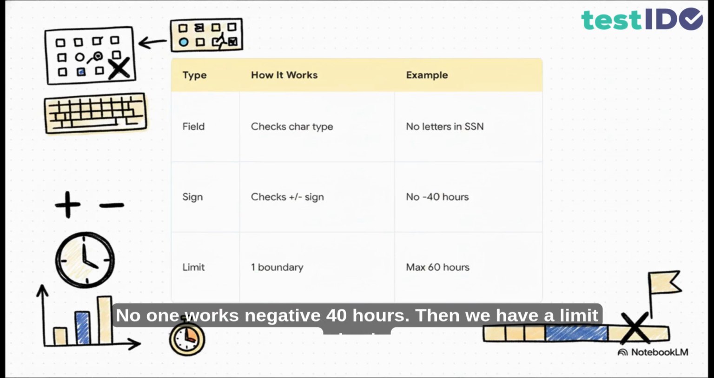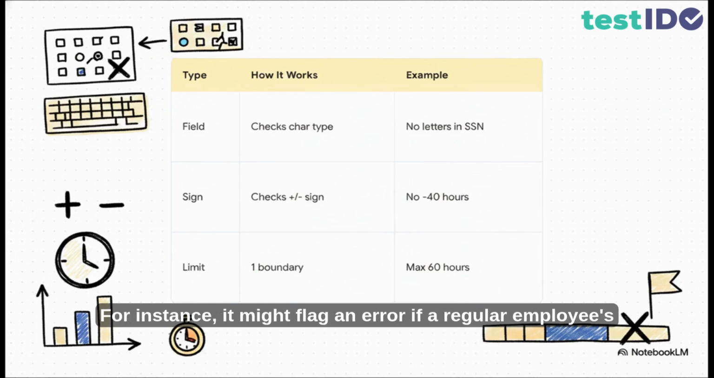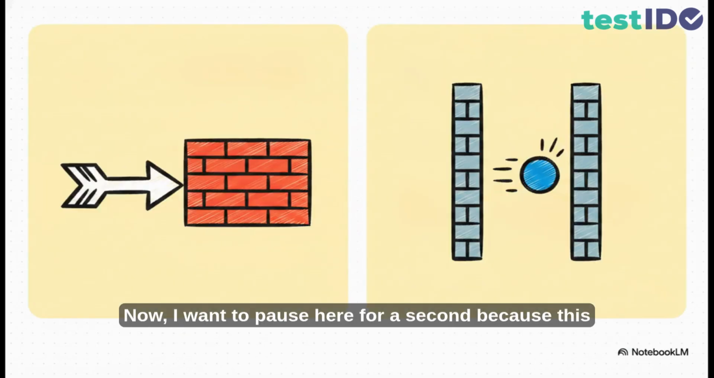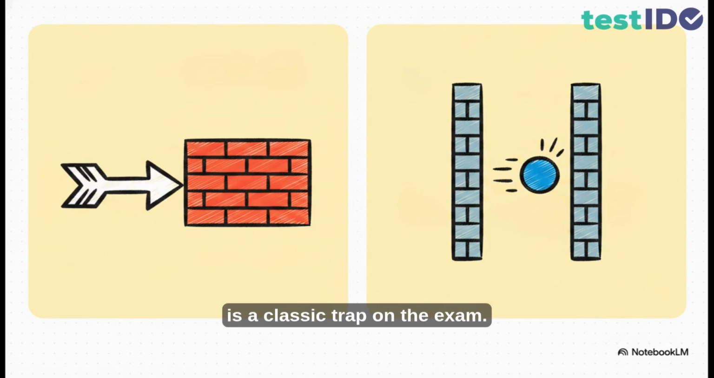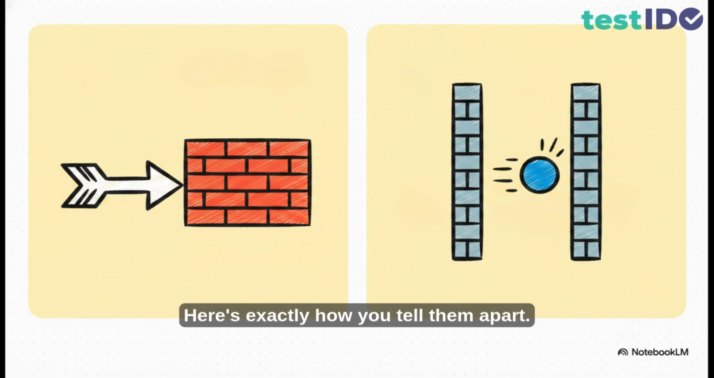Then we have a limit check. This tests numerical fields against a single preset upper or lower limit. For instance, it might flag an error if a regular employee's weekly timesheet exceeds a limit of, say, 60 hours. Now, I want to pause here for a second because this is a classic trap on the exam. Candidates frequently confuse a limit check with a range check. Here's exactly how you tell them apart. A limit check has a single boundary, like a maximum of 60 hours.